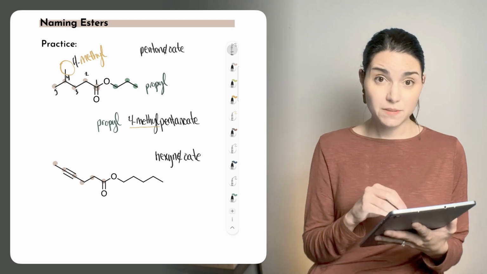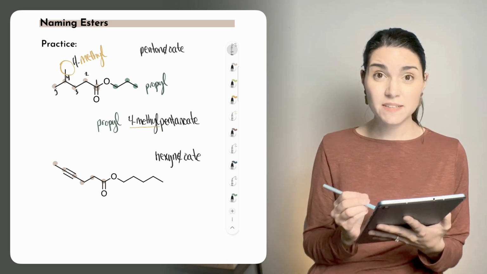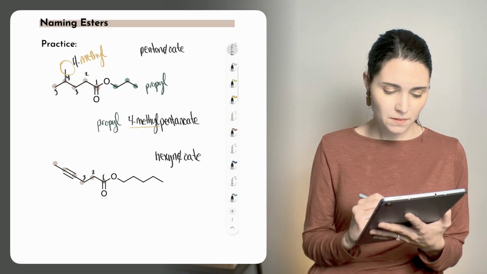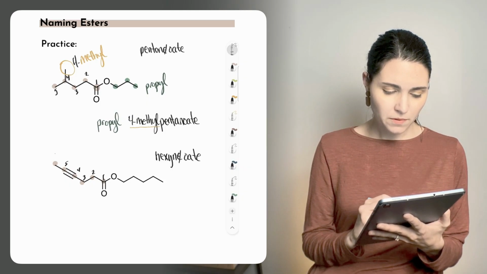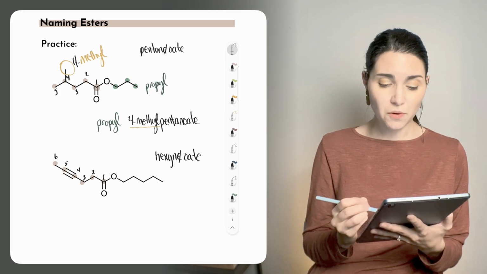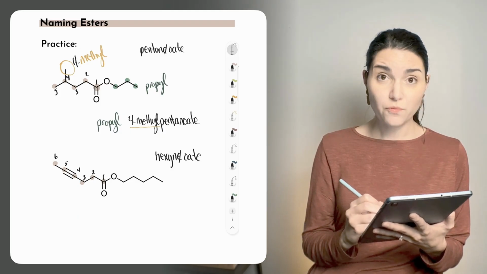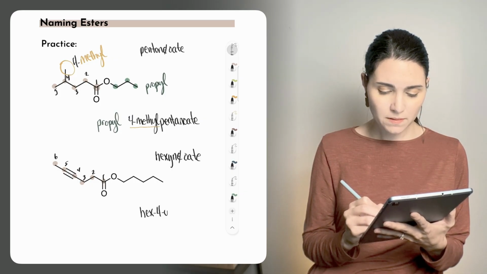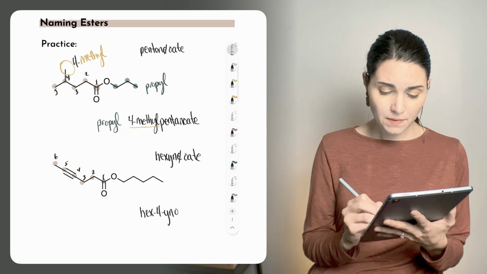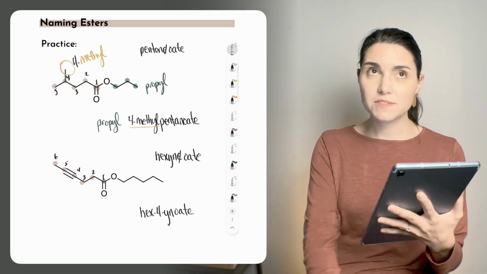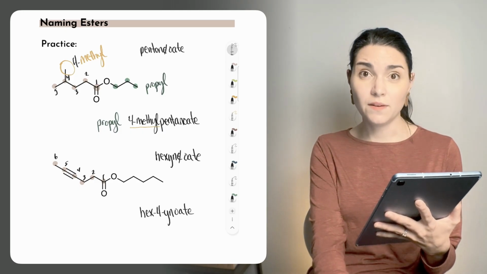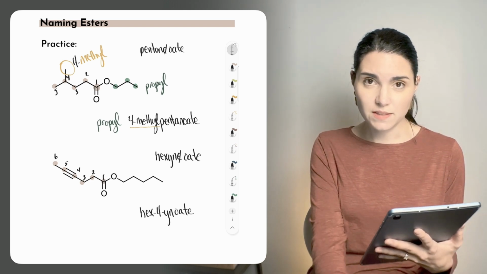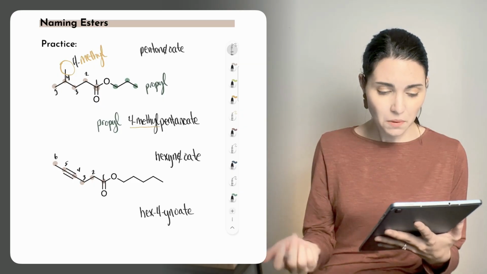Okay, there's no other substituents on the parent, but we do have to give a locant for the triple bond. Carbonyl is 1, 2, 3, 4, 5, 6. So the triple bond starts on 4. So that means our full parent name is hex-4-ynoate. We still don't have to put the 1 in between the yne and the oate because it is understood that if you have an ester and just one ester, that it's on the first carbon. So we're allowed to omit it.